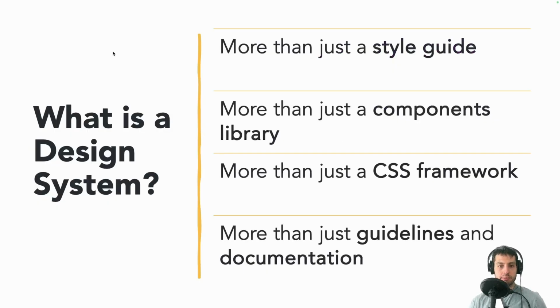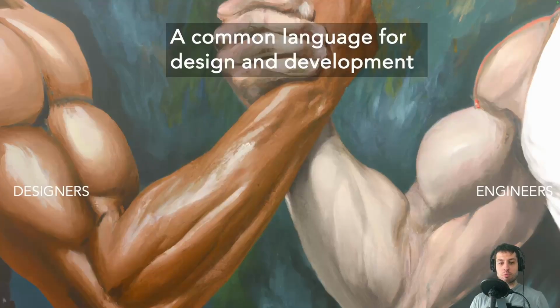What is a design system exactly? It's something more than a style guide. It's more than just a components library. And it's not just a CSS framework. And it's not only guidelines and documentation. So what exactly is it? For me, as an engineer, I see it as a common language between designers and engineers, and a good design system should empower designers to code and engineers to design or to be part of that process.